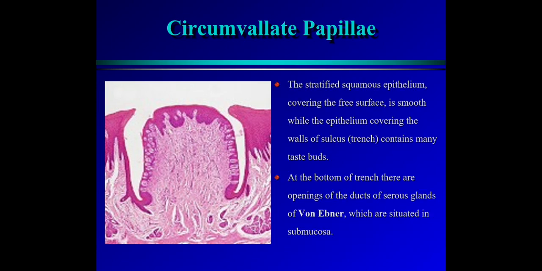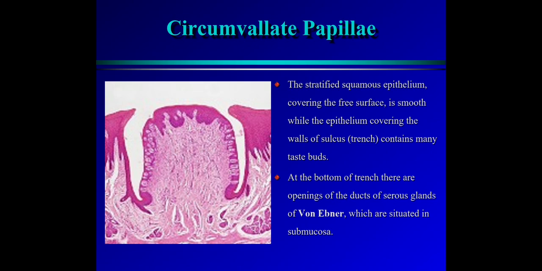More about the circumvallate papillae here. The stratified squamous epithelium covers the free surface. Okay, so here the surface is the stratified squamous epithelium. It is also covering the wall of the sulcus. It contains a number of taste buds. Here you can find a number of taste buds within the wall of the circumvallate papilla.